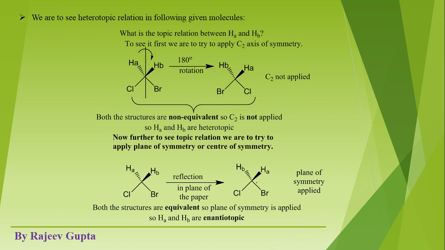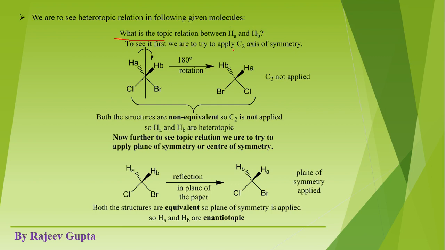This is the proper sequence we have to follow. First we apply the C2 axis of symmetry, and after that we check the plane of symmetry. Now see, first we apply the axis of symmetry. We have to see the relation between two homomorphic atoms, HA and HB. Why are these homomorphic? Because both are hydrogen atoms. Just for our convenience, we mark these as A and B to differentiate the two atoms. Actually these atoms are exactly the same, or homomorphic.